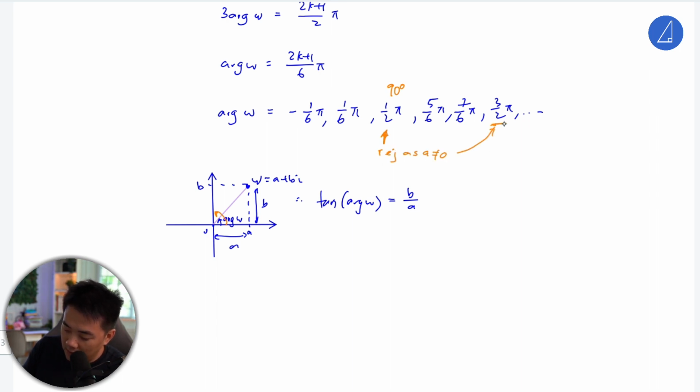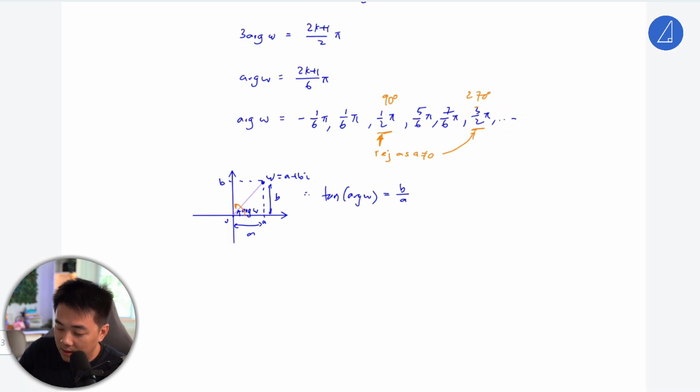Similar with this guy. So this whole entity needs to be rejected because 3 over 2 pi is actually 270 degrees, which is also only when a is 0, then you get the argument there. So essentially what we only need is these guys here, all these guys here. Okay, so you don't want anything else, so essentially think about it.